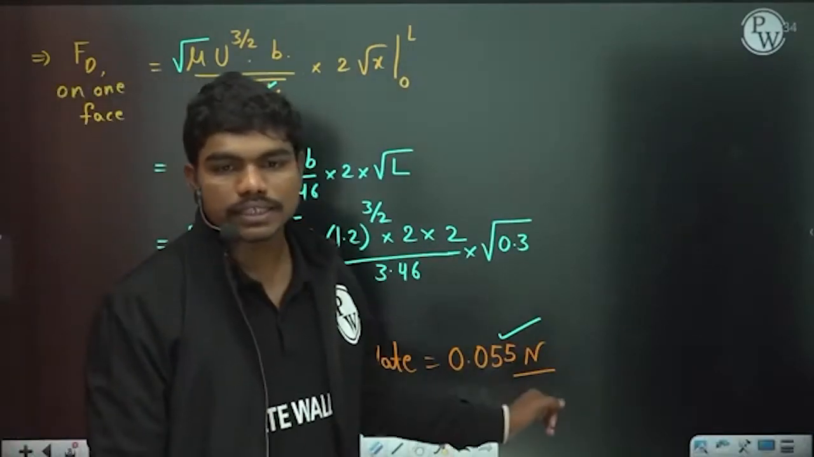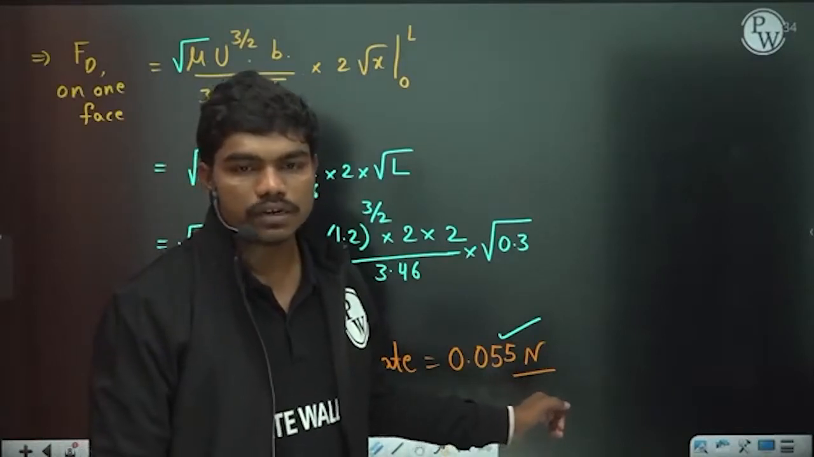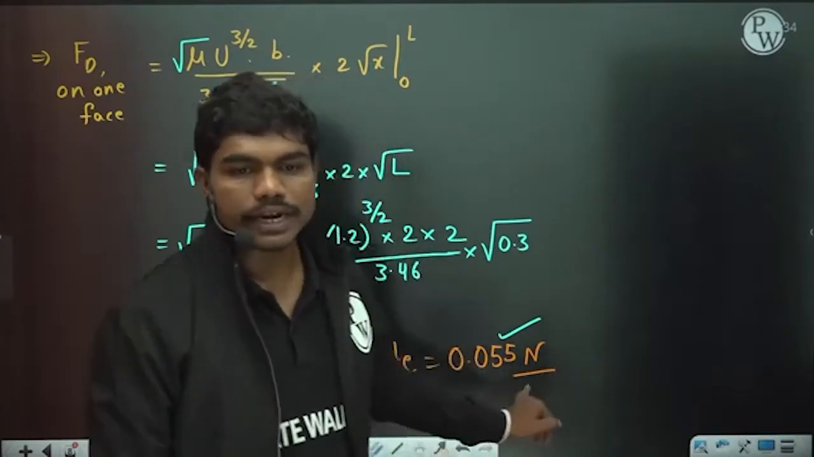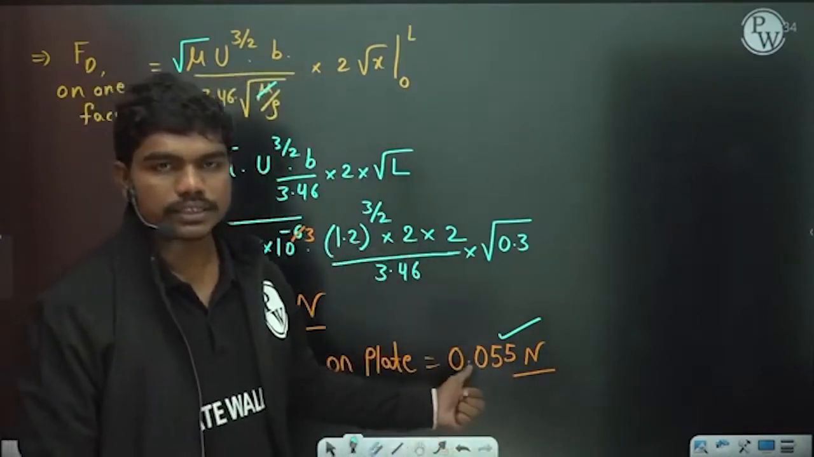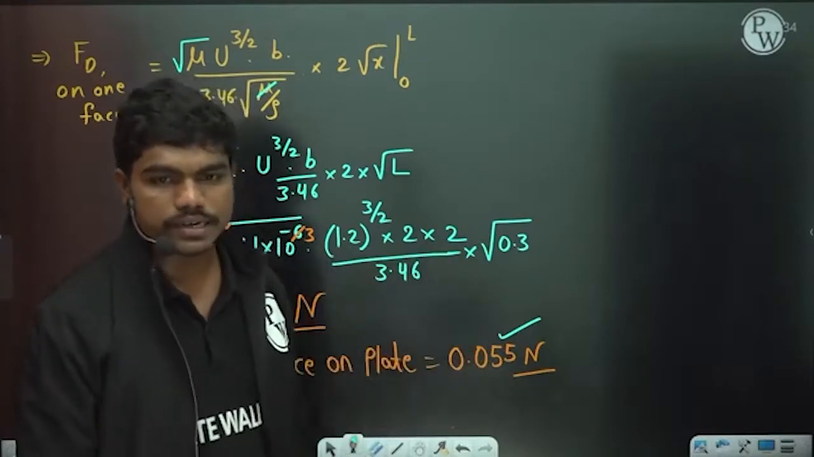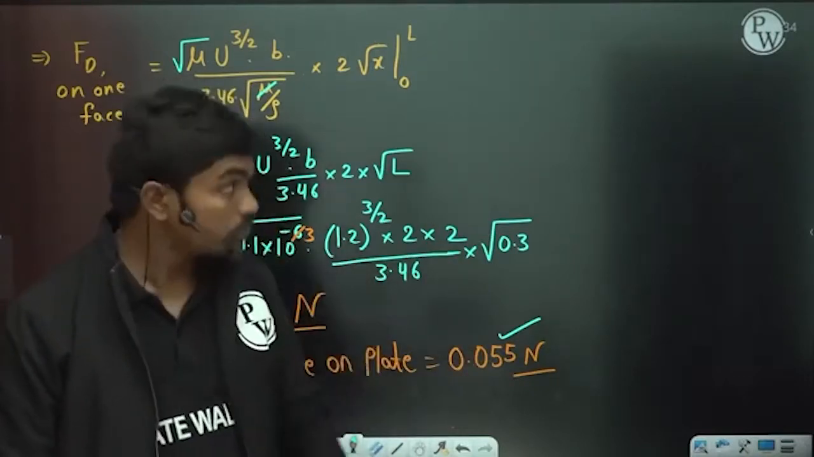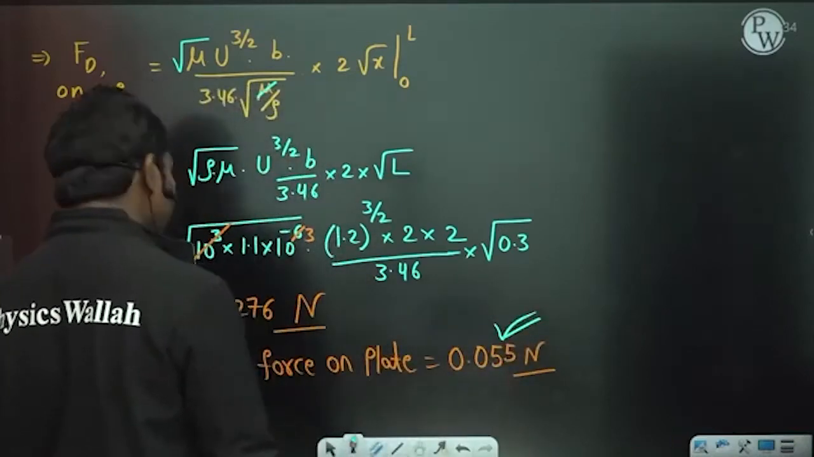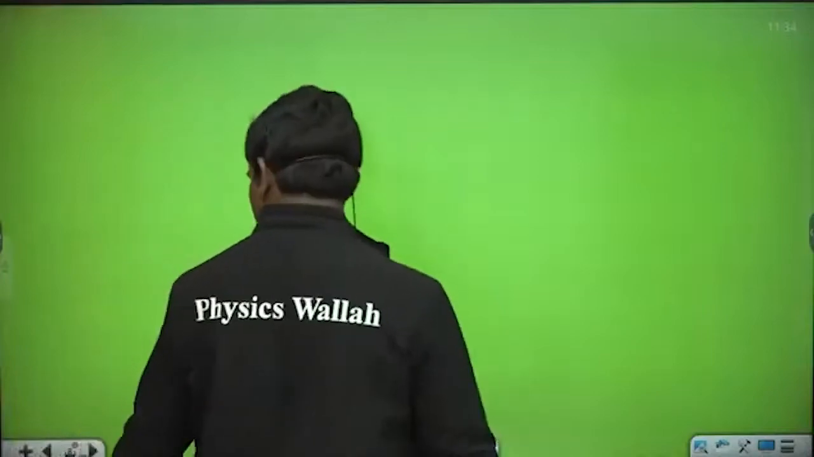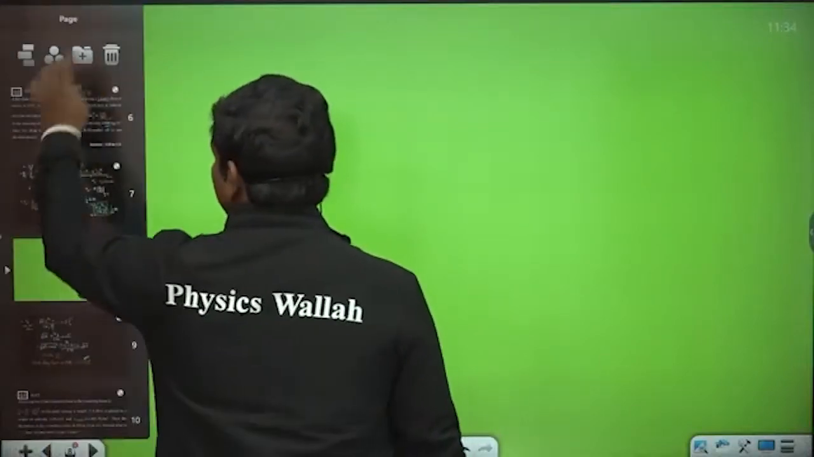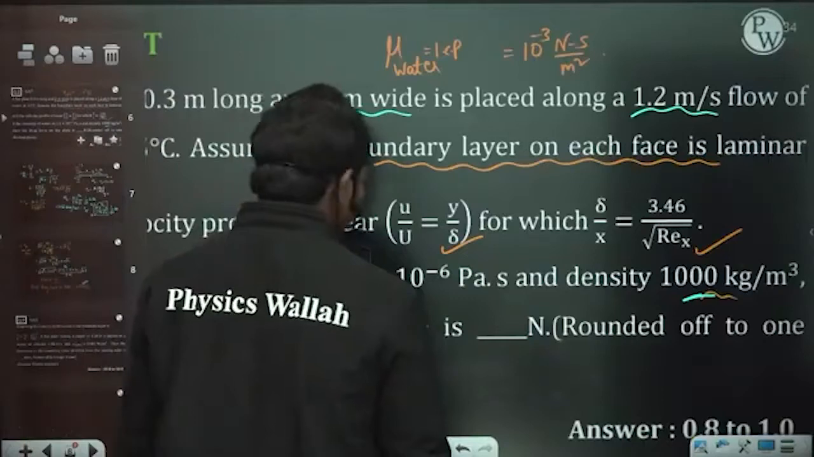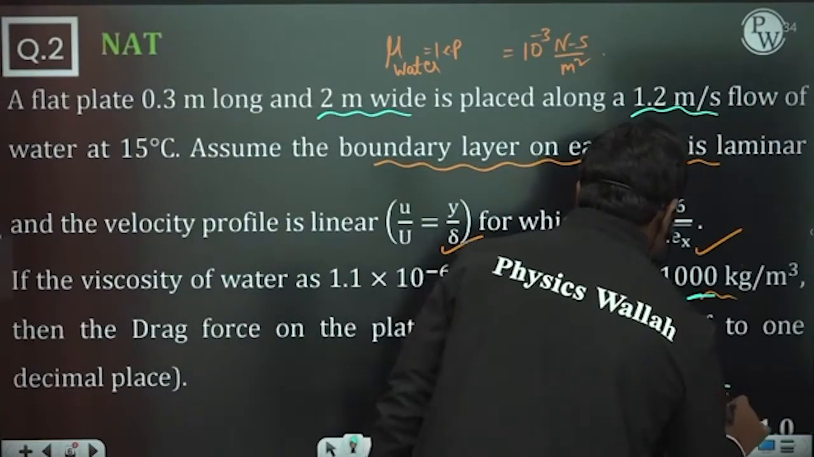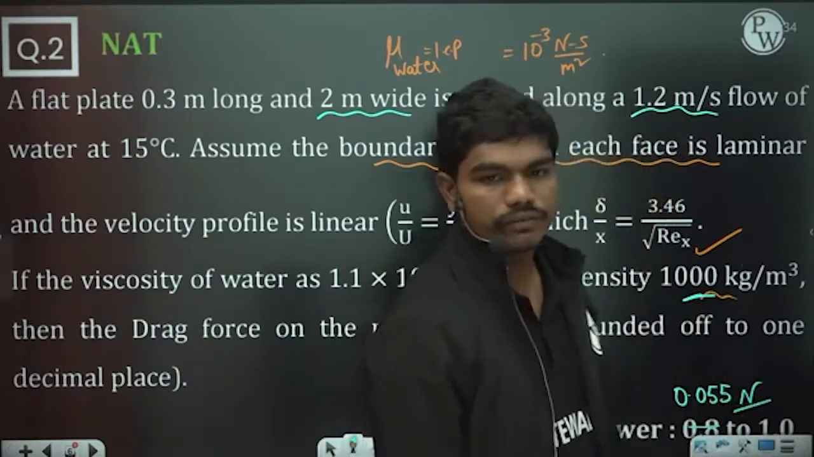So did you all get this answer? Everyone? Vishal, Roshan, Abhimanyu, all of you, did you get this? If you got this, then this is the correct answer, because we all have solved together, right? Yes, so this is the correct answer, 0.055. So we'll write it to 3 decimal places: 0.055 newtons is what we can write.